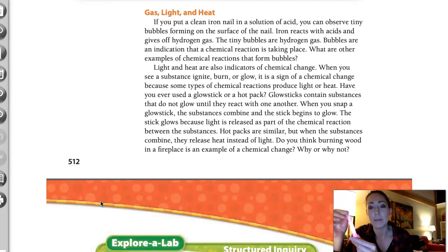The stick glows because light is released as part of the chemical reaction between the substances. Hot packs, or like hand warmers, are similar, but when the substances combine, they produce heat instead of light. Do you think burning wood in a fireplace is an example of a chemical change? Why not? How could that be different from my glow stick?